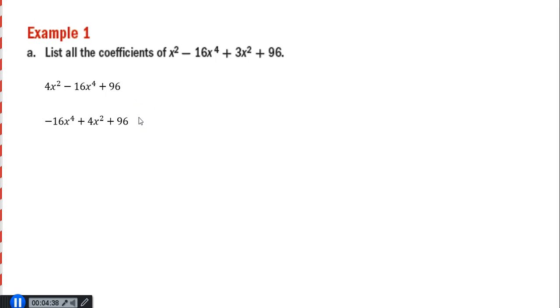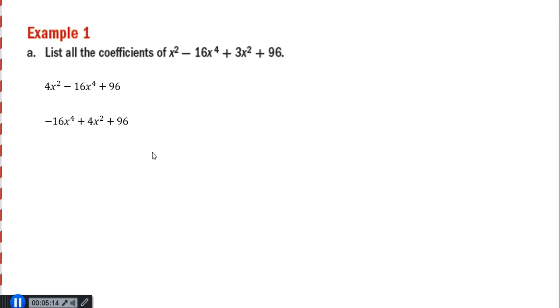So I'm going to reorganize this a little bit. I'm going to call this negative 16x to the 4th plus 4x squared plus 96, which is exactly the same as this. What I did was reorder the polynomial from the largest exponent down to the next largest exponent, down to this term right here, which doesn't have a variable at all. This 96 is the constant term, because there's no variable being multiplied by this number. So it's just that constant term. So here's our polynomial right here.